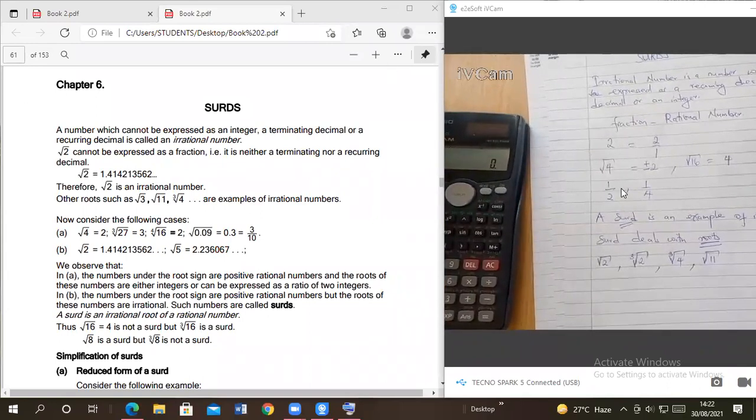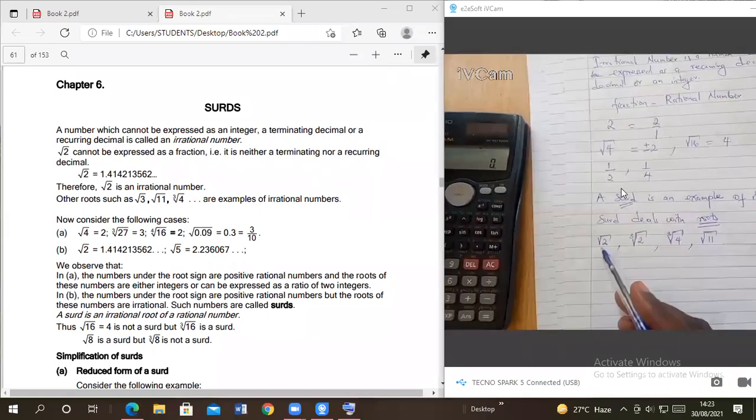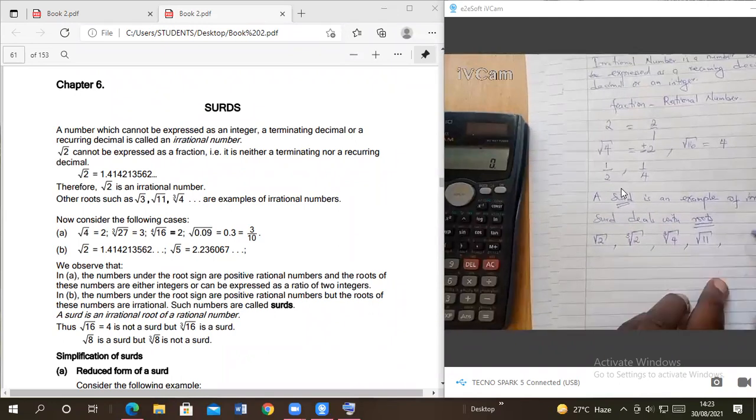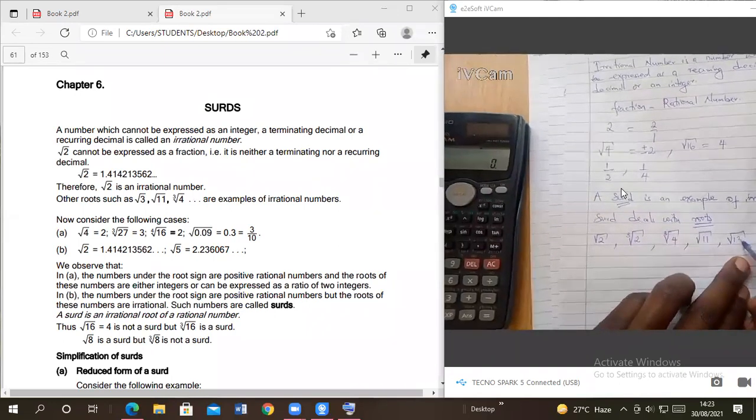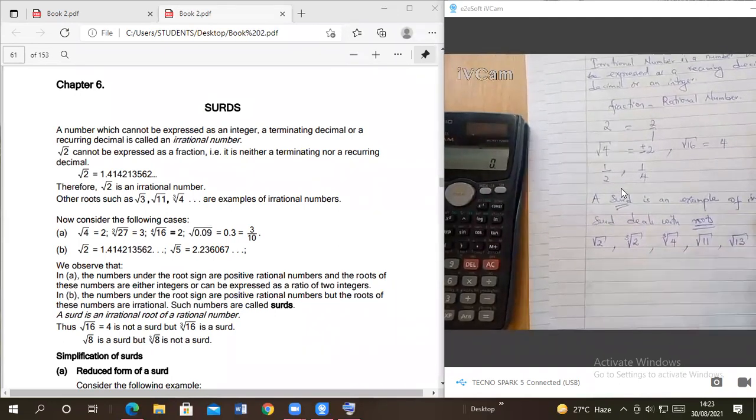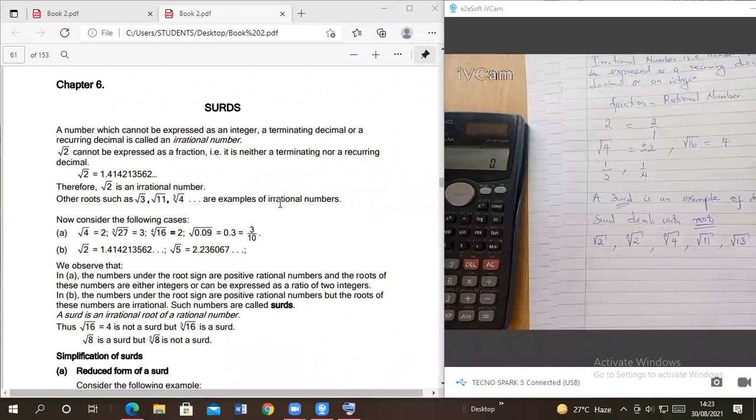So we have root of 2, cube root of 2, cube root of 4, root of 11. You can look at maybe root of 13. Those numbers, when you press them and you want to change them, you cannot express them as an integer. So those numbers we refer to them as surds. Other roots such as root of 3, root of 11, cube root of 4 are examples of irrational numbers.